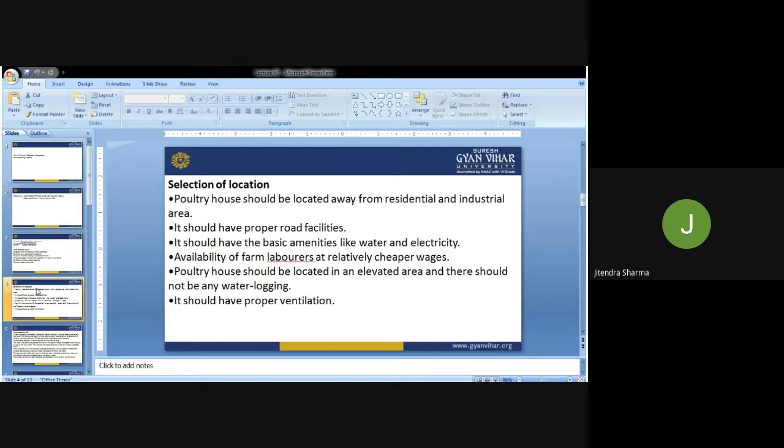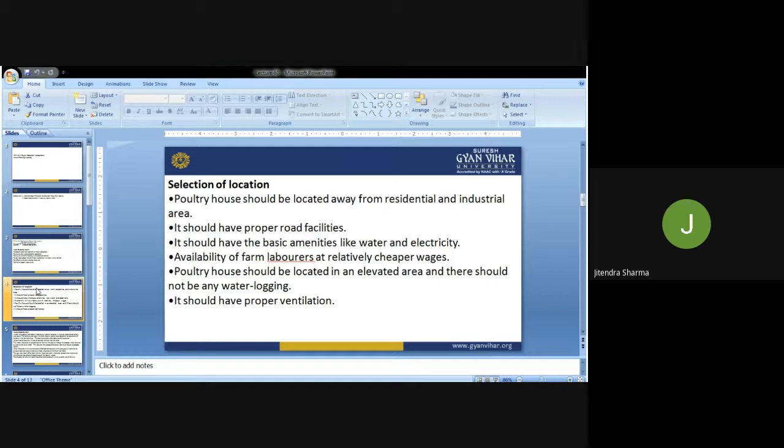Then the second one, the industrial area. Why are we avoiding a site where we have an industrial area? Because industrial areas have noise disturbances, and scientific observation gives us clear information that industrial hazards affect the birds' normal growth and development, and also affect the laying capacity of the layers. So we have to avoid both of these situations. The poultry house should be in an area without an industrial hub or residential area. Both of these we have to avoid while selecting the site for the poultry birds.